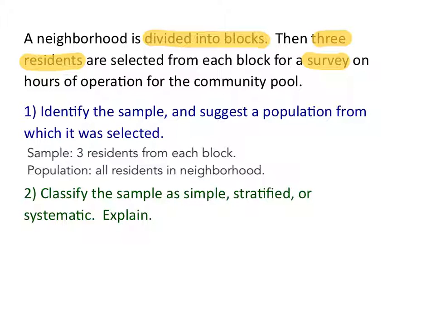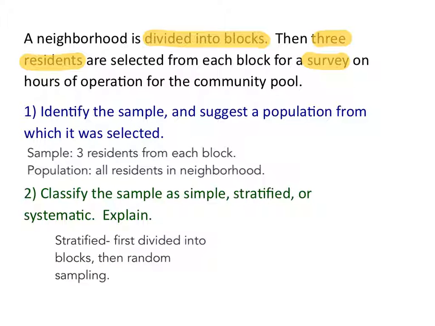So question 2, classify the sample as simple, stratified, or systematic. Explain. Well, if you can recall from one of our first pages of notes, this would be known as stratified random sampling, because first this neighborhood was divided into blocks, so into similar groups, and then random sampling was based on those division into blocks.